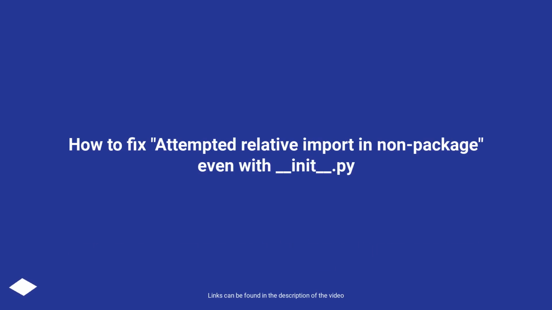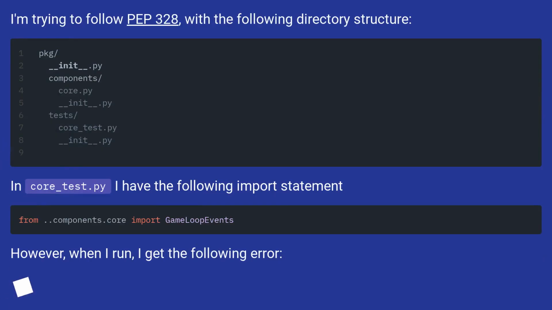How to fix attempted relative import in non-package even with __init__.py. I'm trying to follow PEP 328, with the following directory structure. In core_test.py I have the following import statement. However, when I run, I get the following error.